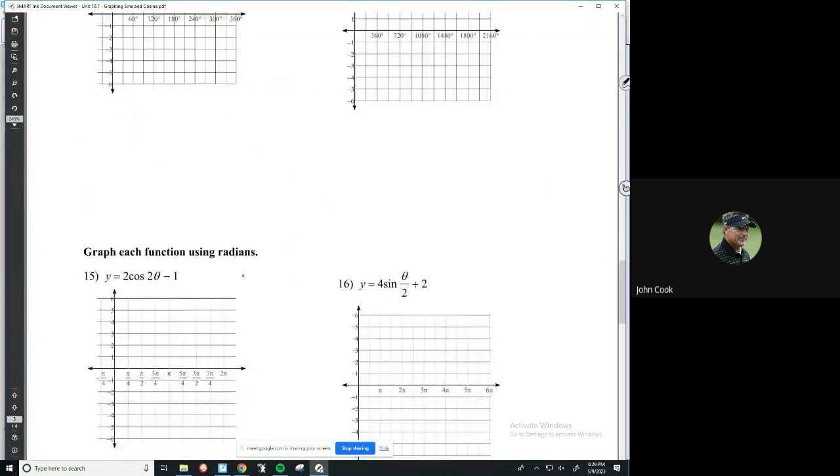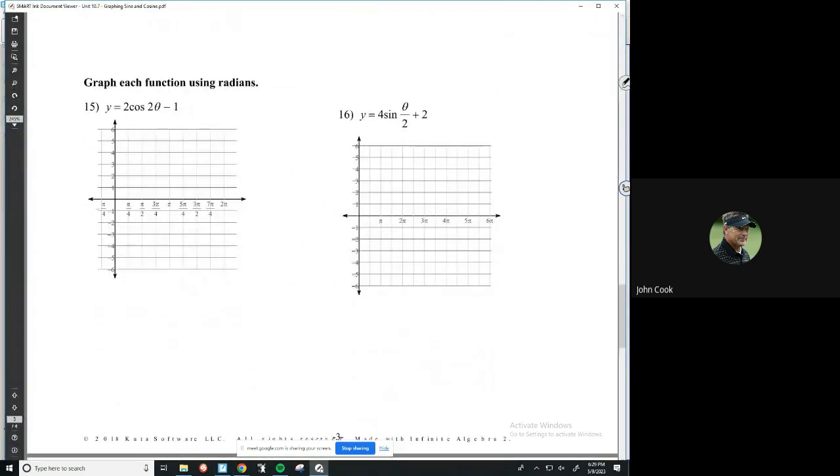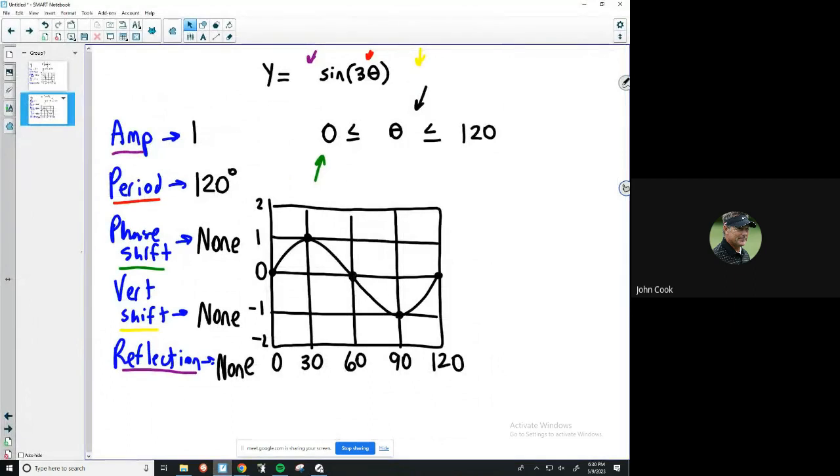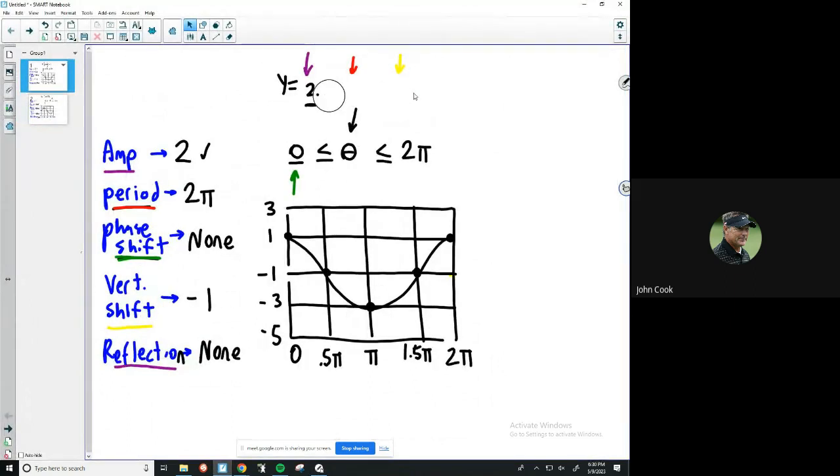So that's number 15. We've got 2 cosine 2 theta, so that 2 theta should have parentheses wrapped around it, and then minus 1. And this is going to be in terms of radians. So let's do this question: 2 cosine 2 theta minus 1. It's a cosine graph. Let's see how this changes things up.